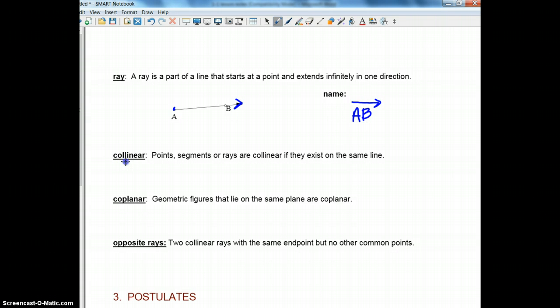Again, here are two terms that you need to be aware of. Collinear, see how it has the word line in it. Our points, segments, or rays are collinear if they exist on the same line. So up here in our ray picture, points A and B are collinear.